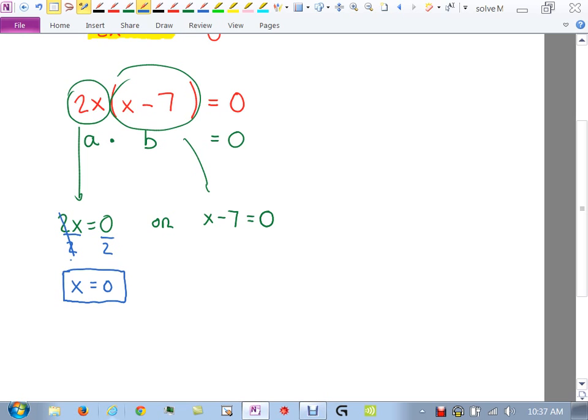Okay, the other one. You have subtraction here, right? So that means I want to get the x by itself. To undo that subtraction, I will add 7 to both sides. On the left side, it goes away. I'm left with x. On the right side, 7. So the solutions to this equation are 0 and 7. To use the zero factor property, you must get it to look like a times b equals 0. You have to get it there, all right?